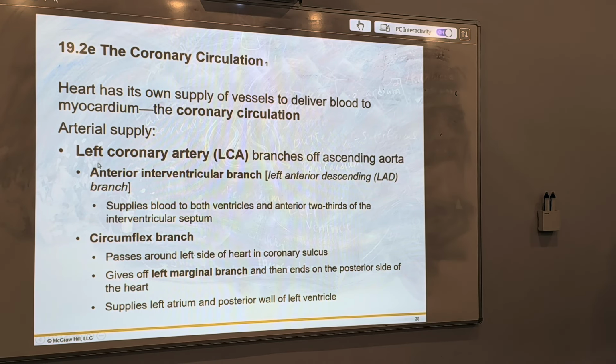The one that's the biggest problem is the left coronary artery. That's the one that gets clogged, and that's the one that leads to death. This one, the left coronary artery.